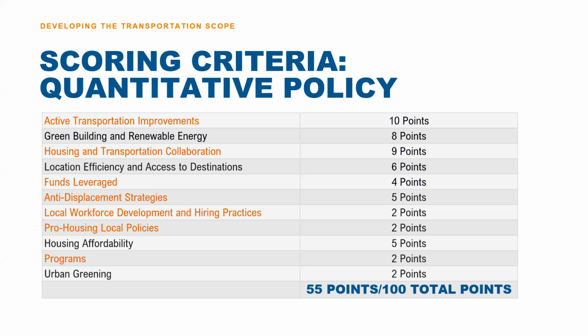The largest section where most points are available is called the quantitative policy section. Here you can achieve up to 55 points. Items in orange text on this slide are linked in some way or another to the transit and active transportation scope.